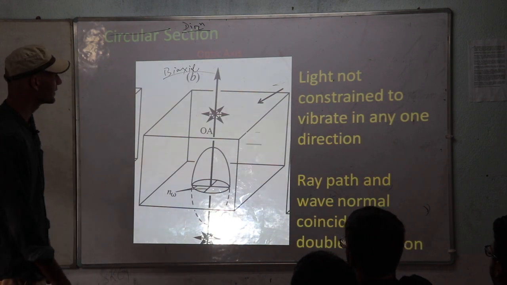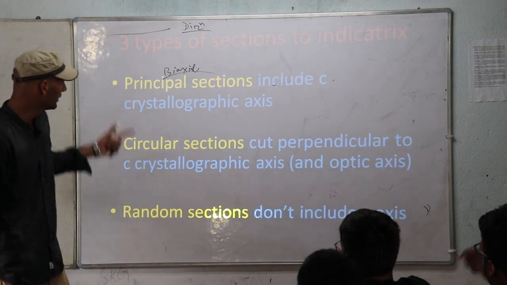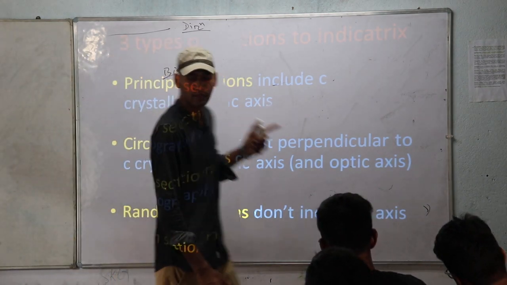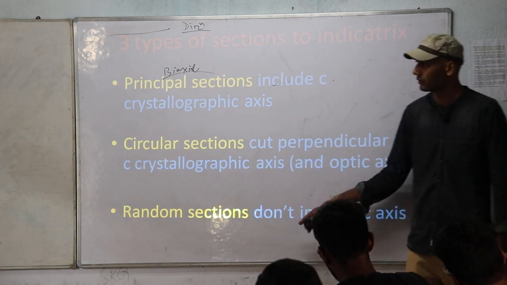Yes, these are different sections. As I have told you, what is basal section, what is principal section. There are 3 sections, right? Principal section, then circular section and random sections.